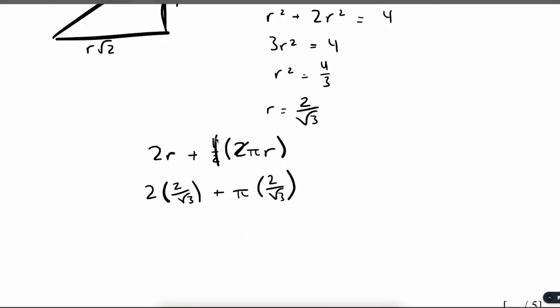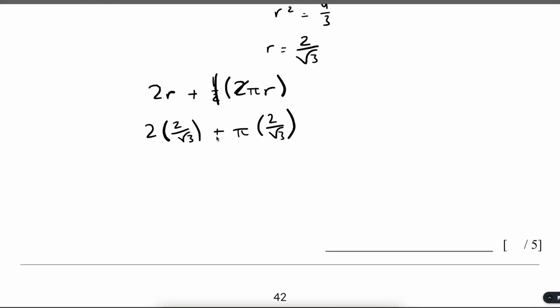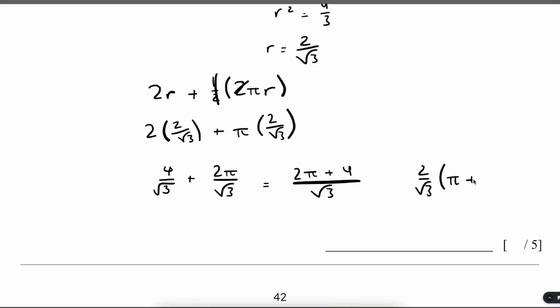And that is the perimeter of our semicircle. So that's 4 over root 3 plus 2 pi over root 3, 2 pi plus 4 over root 3. And if you so wish, you can factorize out the 2 over root 3, pi over 2, and you can also rationalize the denominator to get 2 root 3 over 3 pi plus 2.